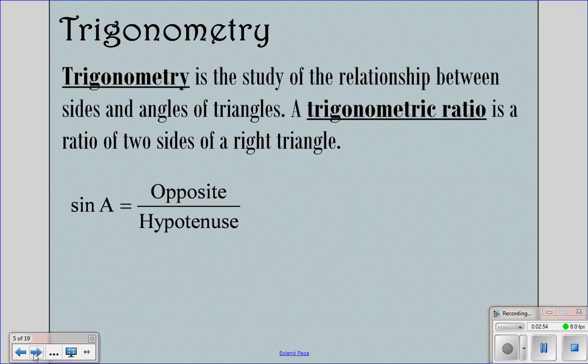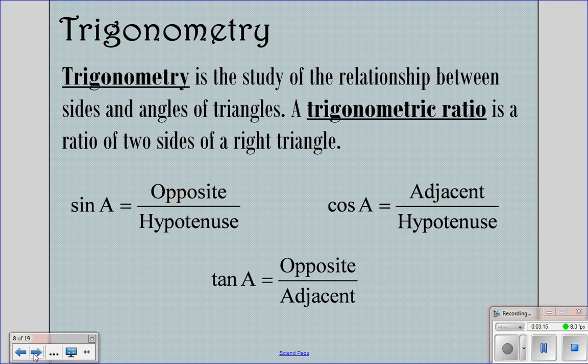Okay? The sine of an angle is the opposite over the hypotenuse. Sine is opposite over hypotenuse. The cosine of an angle is adjacent over hypotenuse. Cosine of angle A is going to be adjacent over hypotenuse. And then the tangent of an angle is going to be the opposite over the adjacent.